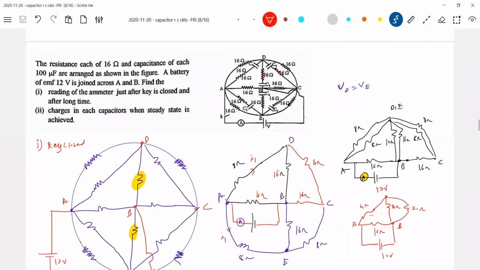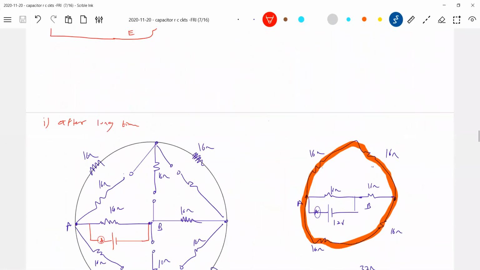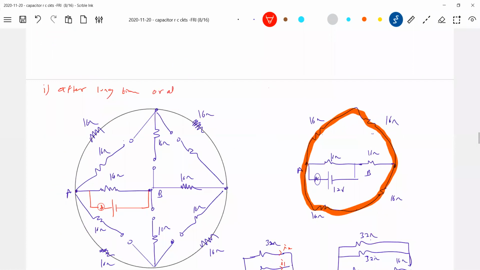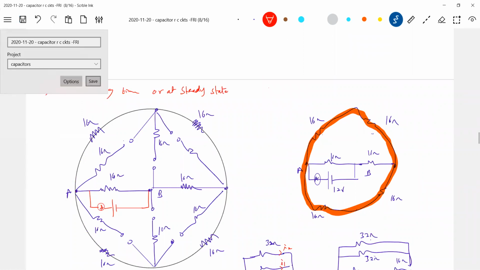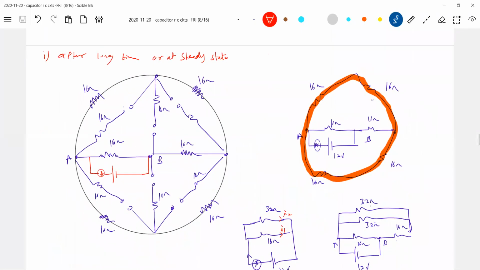Charges in each capacitor when steady state is achieved. Oh, where is the steady state circuit? This is after a long time, at steady state. Okay, again, it is troubling us with some more data. Steady state means what shall I do? I should find out the drop across all these capacitors.